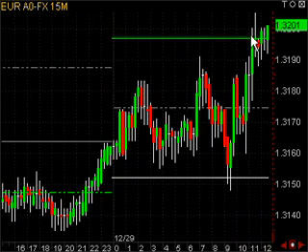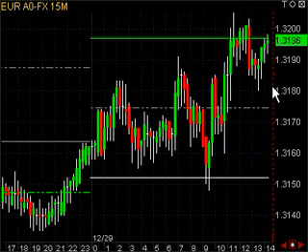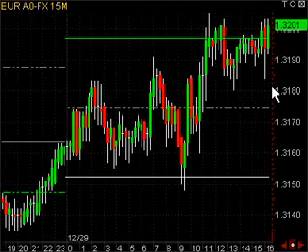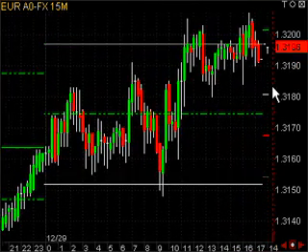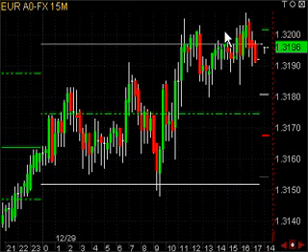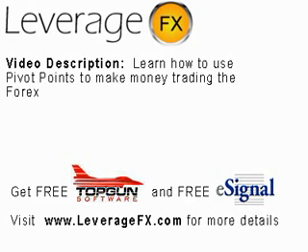And you can see the market kind of stalls here. If it breaks out above this level, it's likely to go to the next resistance level. Lots of chop around that area, and it really couldn't break out.